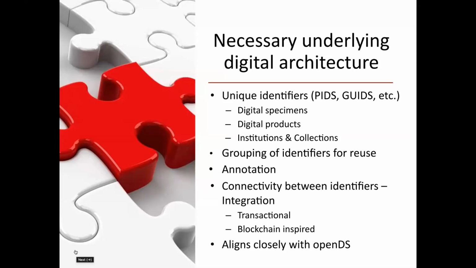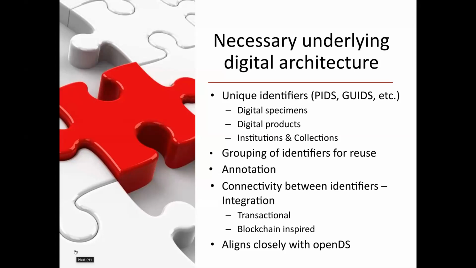They need to be annotatable. So you need to be able to annotate these items in order to be able to change them. And they need to be connected. You need connectivity between all of these identifiers in order to bring about integration and also attribution.